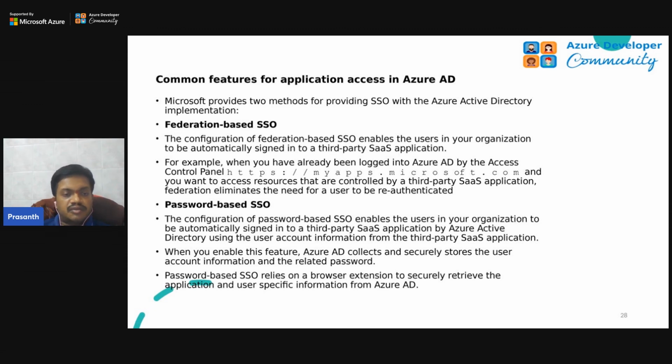Let's see what federation based SSO is. The configuration of federation based SSO enables the users in the organization to be automatically signed in to a third party SaaS application. For example, when you are already logged into Azure AD, let's say through myapp.microsoft.com, and then you want to access resources controlled by a third party SaaS application, federation eliminates the need for the user to be re-authenticated. So this won't ask you for the password again and again. That's why I said federation based SSO is one of the best methods to use for SSO.